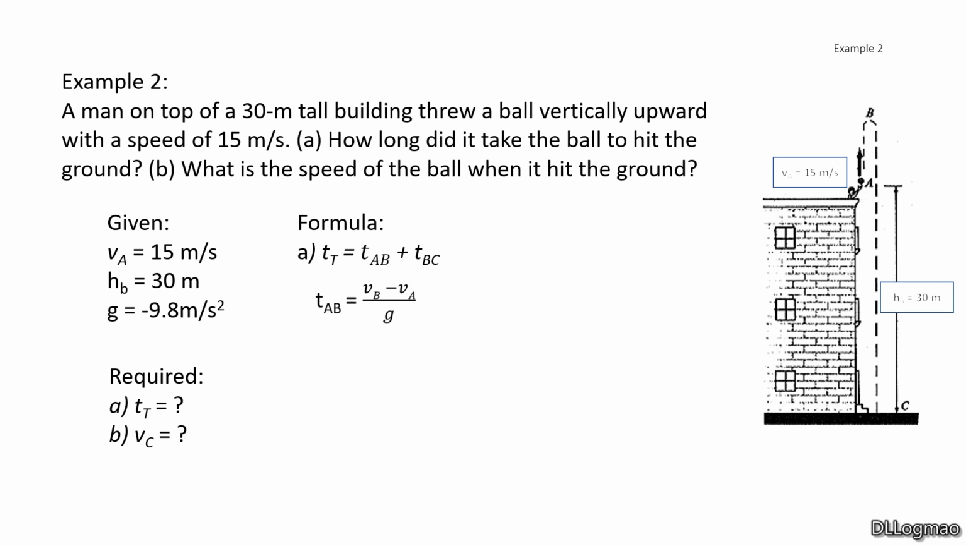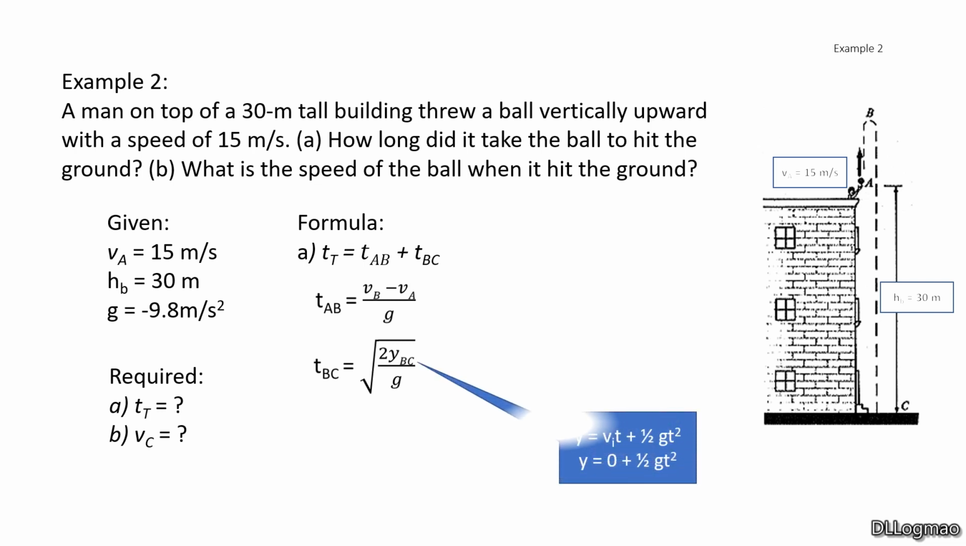Time sub AB is equal to the ratio of the difference in the velocity at point B and the velocity at point A, and acceleration due to gravity. This was derived from the first equation of kinematics. Time sub BC is equal to the square root of the ratio of twice of y sub BC and acceleration due to gravity. This working equation was derived from the second equation of kinematics.